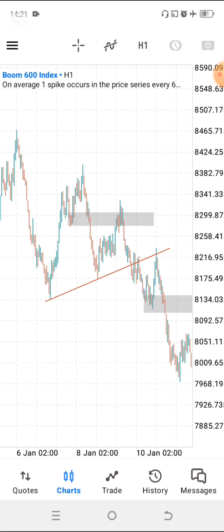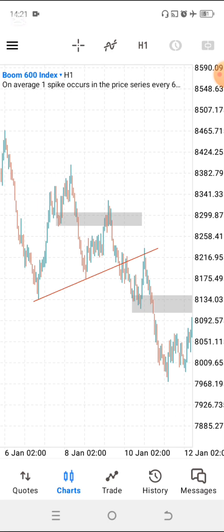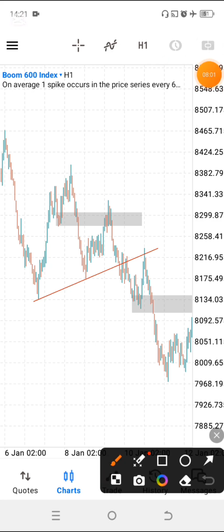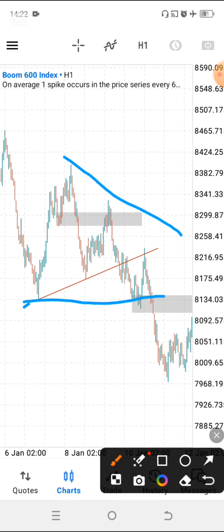Now let's talk about trend lines. So what is a trend line? Trend lines are just like support and resistance, but this time we're using diagonal support and resistance. With support and resistance, we're just using horizontal levels, but now we're using diagonal support and resistance.